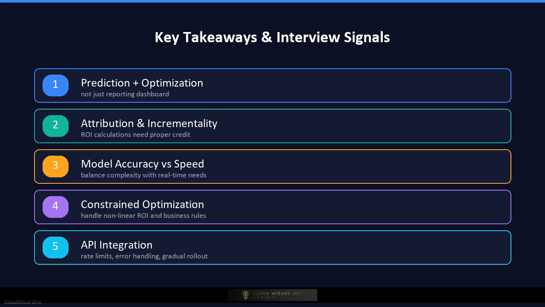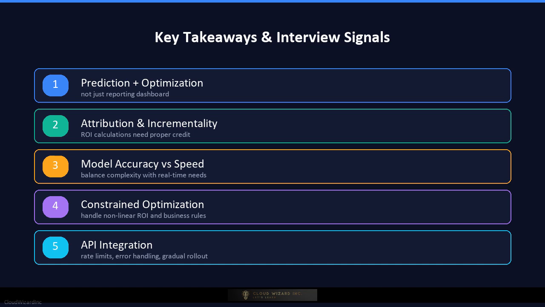Third, real-time optimization requires balancing model accuracy with computational speed, so be ready to discuss trade-offs between complex models and fast decisions. Fourth, the hardest design challenge is handling nonlinear ROI curves and constraints in the optimization problem, so mention linear programming approximations and heuristic approaches. Fifth, integration with marketing platform APIs and respecting rate limits is critical for real-world deployment, so discuss API management, error handling, and gradual rollouts.